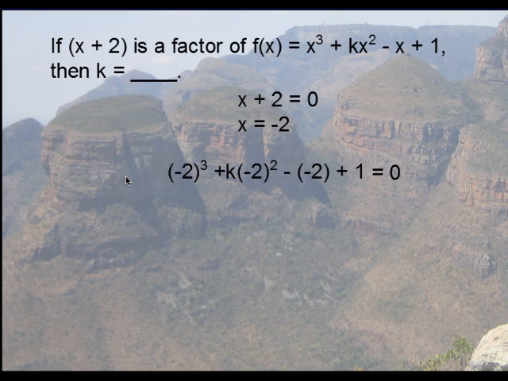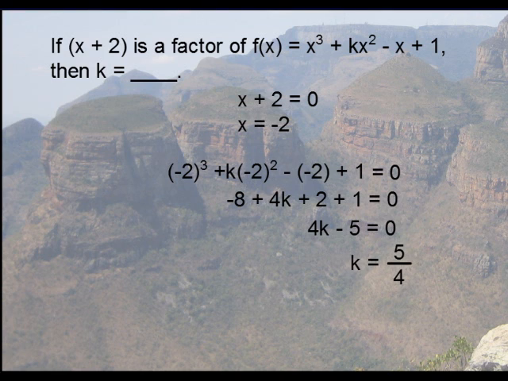Now what you get here really is just a simple equation after that. Just go ahead and simplify this part. Collect your terms, and then from here add 5, divide by 4. And that's it.